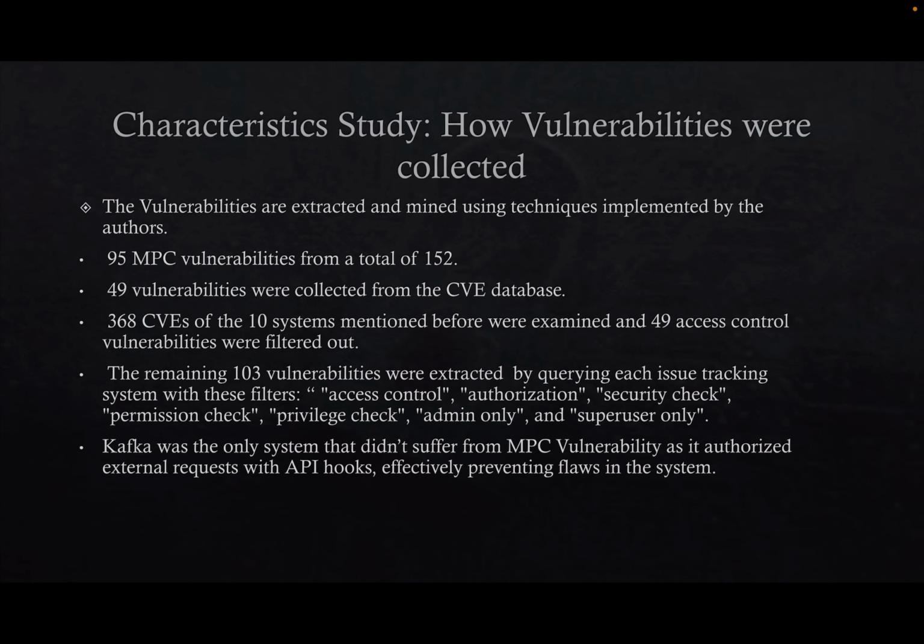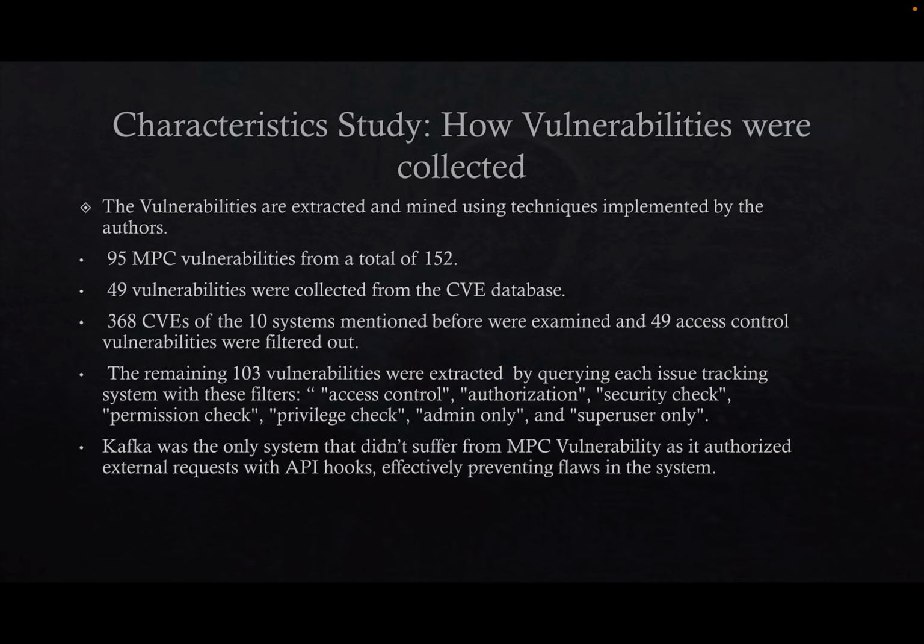Moving forward, let's look at how the vulnerabilities were collected. As we know, there were a total of 95 MPC vulnerabilities from a total of 152. So 49 vulnerabilities were collected from the CVE database. 368 CVEs of the 10 systems mentioned before were examined, and 49 access control vulnerabilities were filtered out.